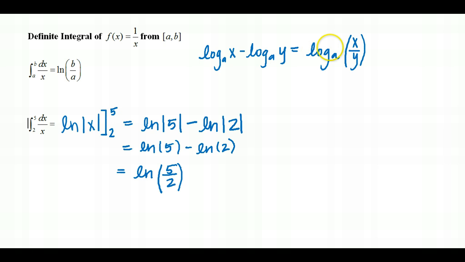So this was a property of logs that I had. I also have, if this is a plus, then it's log base a of x times y. So I had these different properties of logs. So that's where this formula is coming from. So notice I could have jumped straight to solving this problem as a natural log of b over a, 5 over 2, exact same answer.